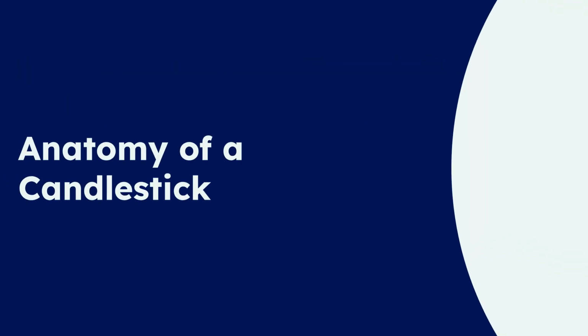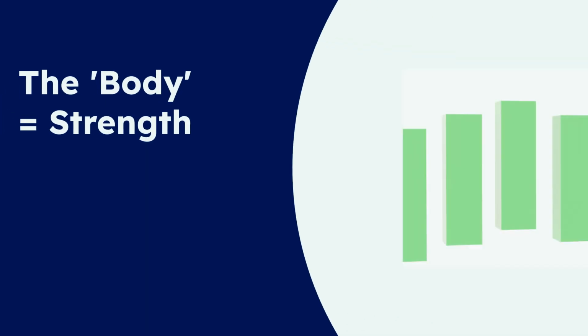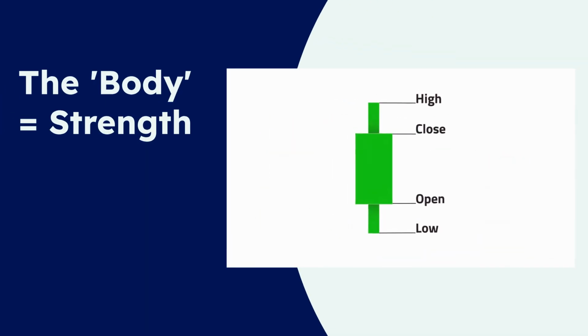Let's break down the two main parts of a candlestick, the body and the wicks. The thick part is the body. For a green candle, the bottom of the body is where the price started, the open, and the top is where it ended, the close. The length of the body equals strength.